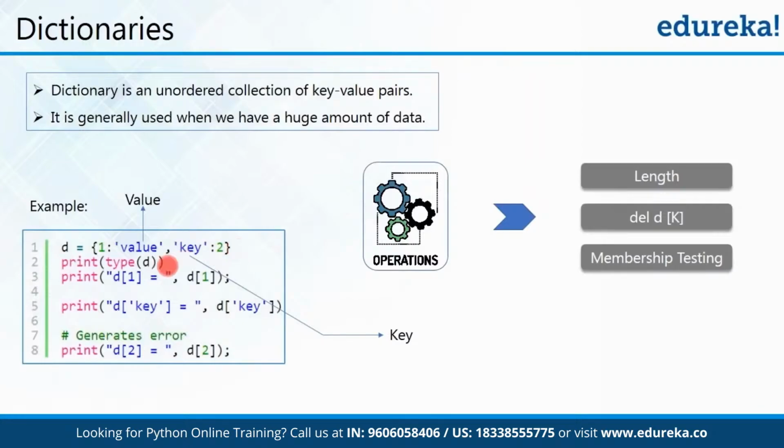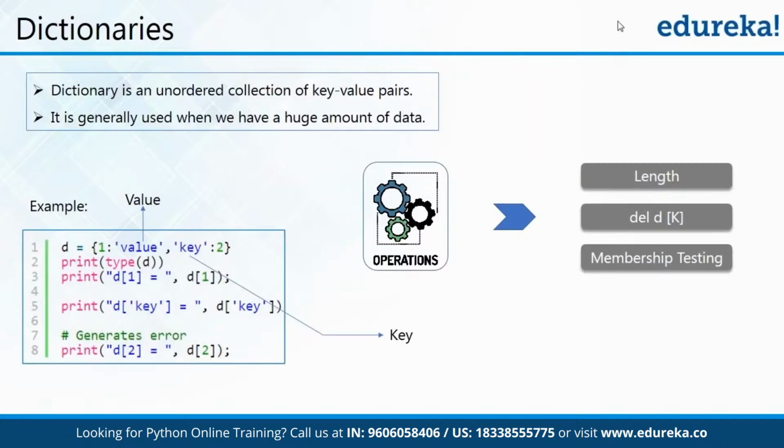Now when you go on and print D of 1, that is nothing but the key, then it will print the value that is attached to D of 1, or you can say the value that is attached to key 1. But if I go on and print D of 2, 2 is nothing but a value and there is no key 2 here. So it will give us an error. And this is how things work in dictionaries.